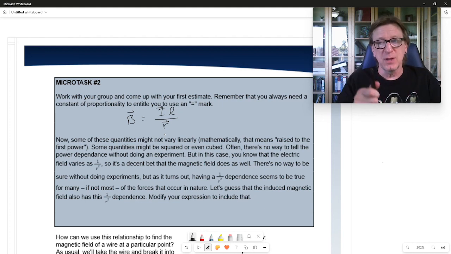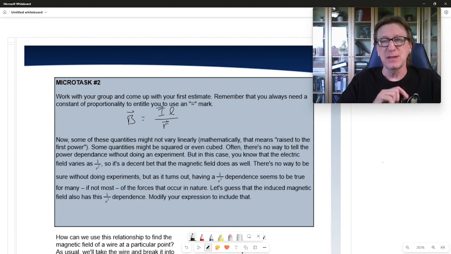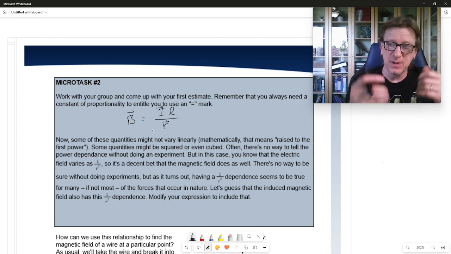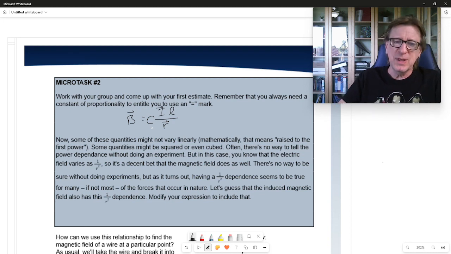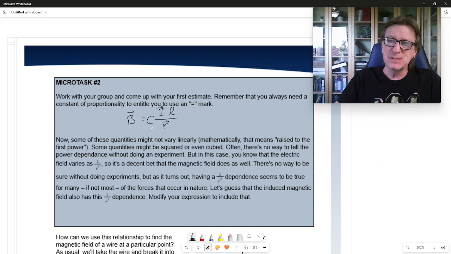Now, never forget, we have a constant of proportionality. Anytime we're doing this kind of inversely and directly proportional, we always have some sort of constant that usually has to be determined experimentally. The other thing that we have to think about is how do these things vary?